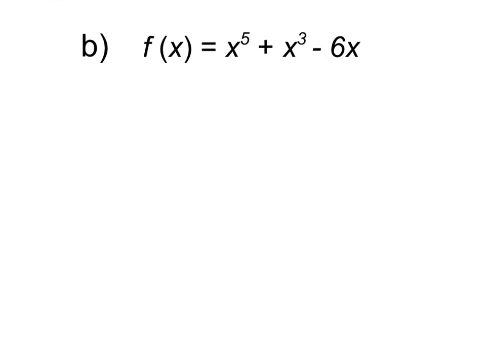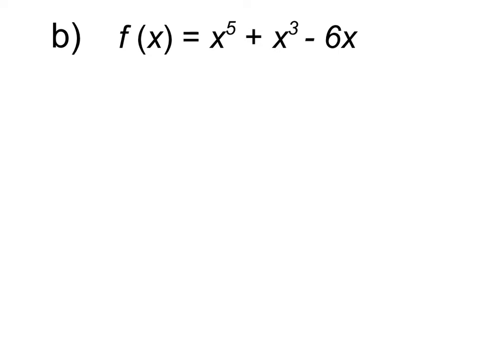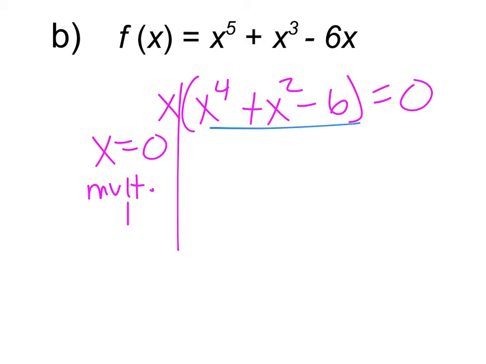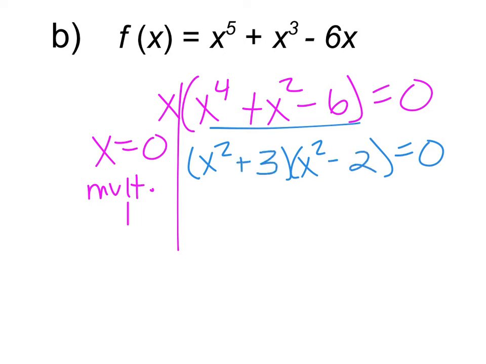All right, let's try letter B. So letter B, we have an x in every term, so we can factor out an x. Set that equal to 0. So that would give me x equals 0, and that's only 1. So that multiplicity there would be 1. And then my x to the 4th term here, my trinomial, I can factor that, or try to. x squared and x squared. To get 6 and 1, I could do positive 3, negative 2.